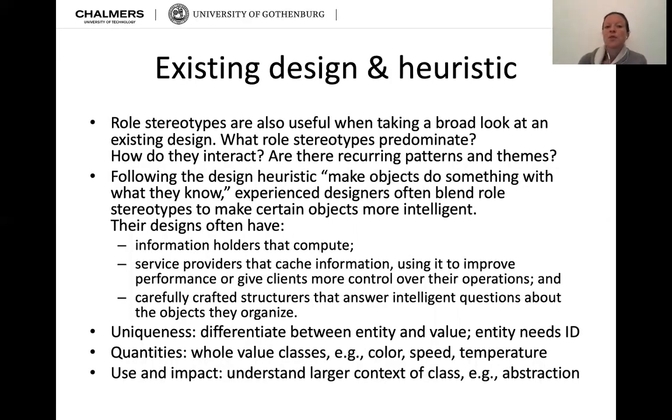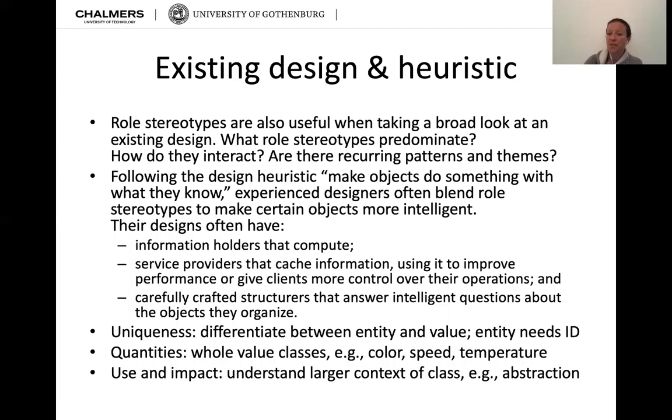And then Rebecca moves on to existing design and heuristics. She says role stereotypes are also useful when taking a broad look at an existing design. So if you're curious about what role stereotypes predominate and how they interact, you're going to learn a lot about the structure of the system.